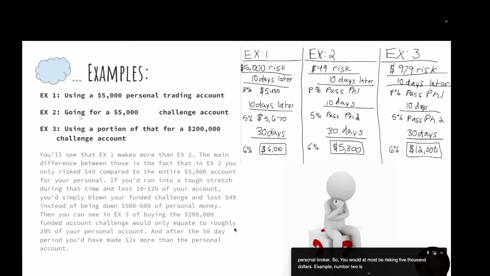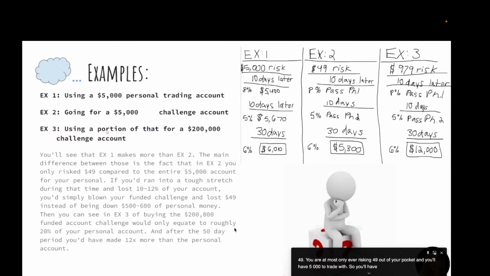Example number 2 would be the $5,000 account. That would be a funded account that costs $49. This is like their cheapest account that they offer now. So say you buy this smallest account for $49. You are at most only ever risking $49 out of your pocket, and you'll have $5,000 to trade with. So you'll have access to up to $5,000.